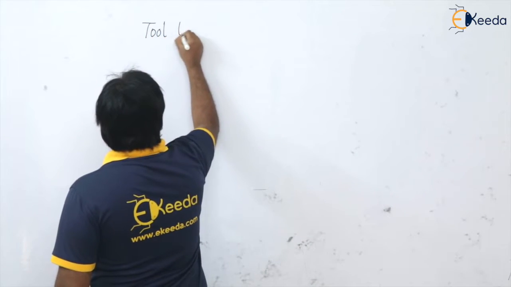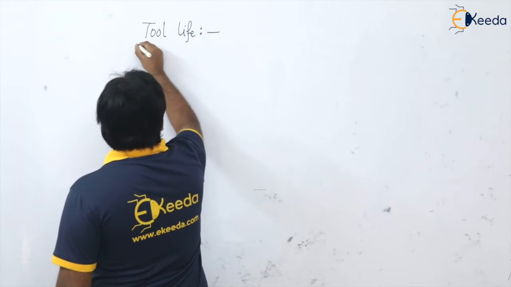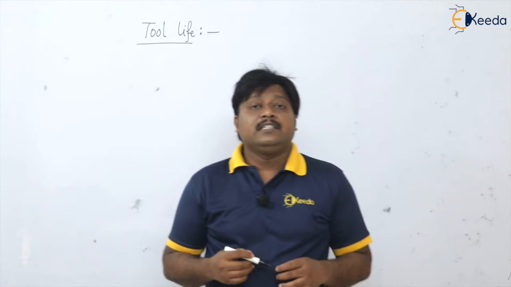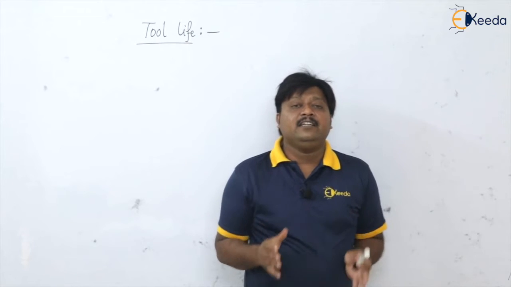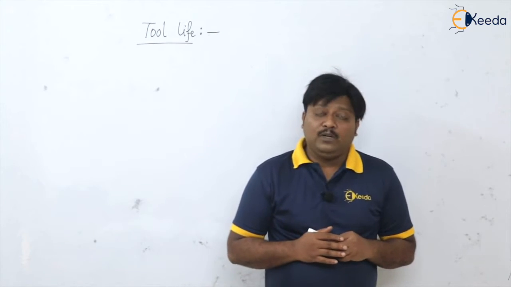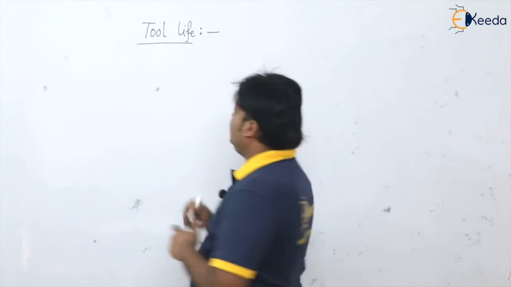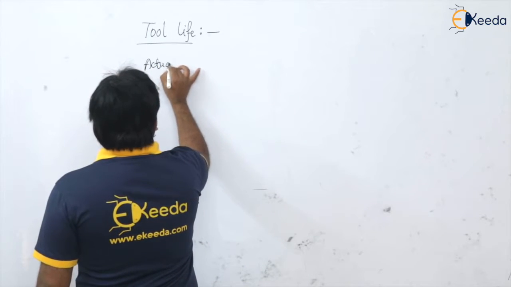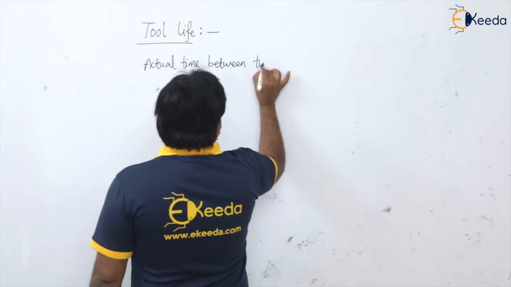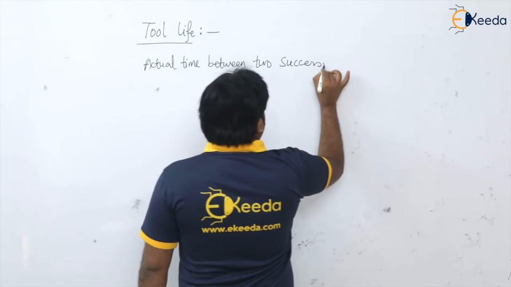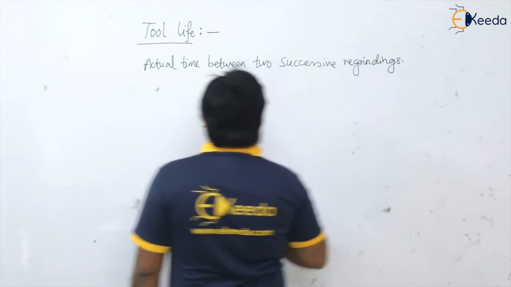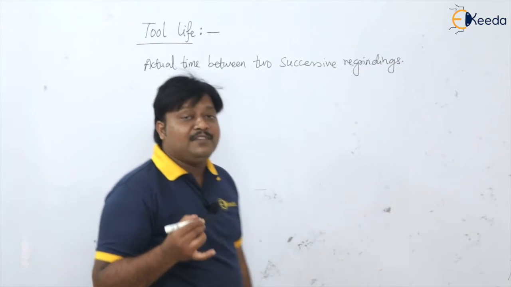The tool life. So what is tool life? Tool life is nothing but the actual time between two successive regrindings during the machining. That is the actual time between two successive regrindings, which is nothing but our tool life. So how is this tool life measured?